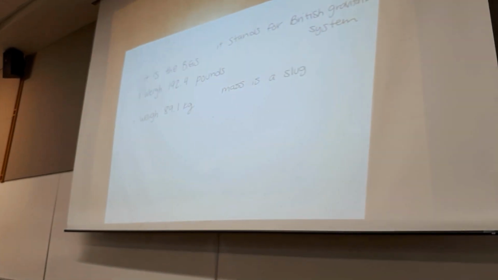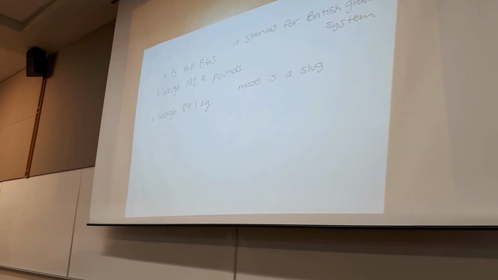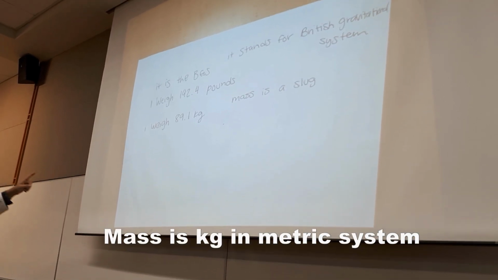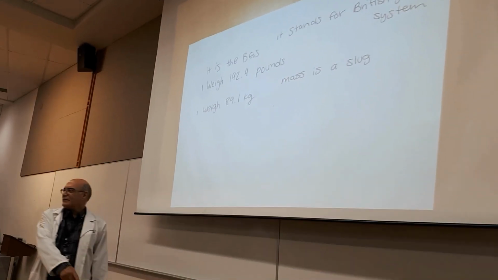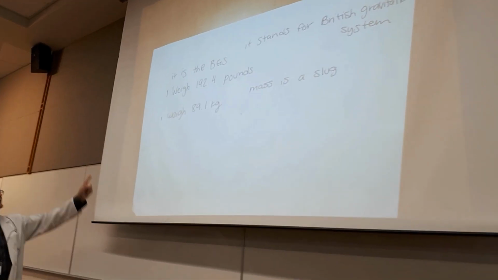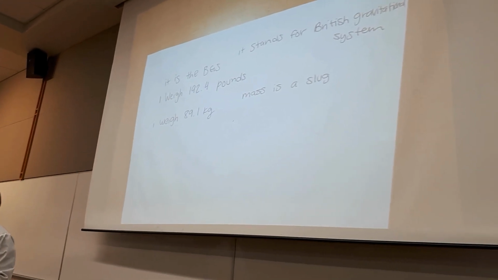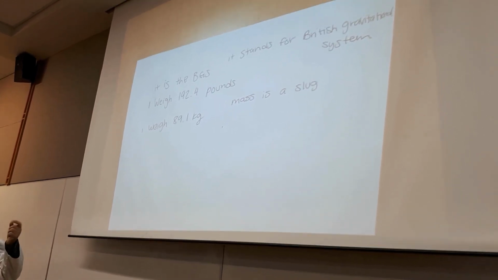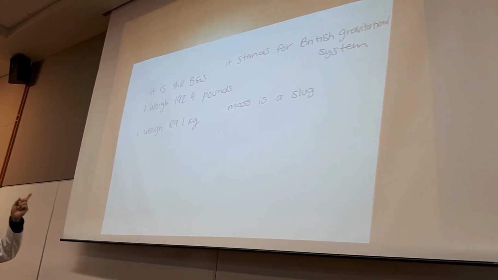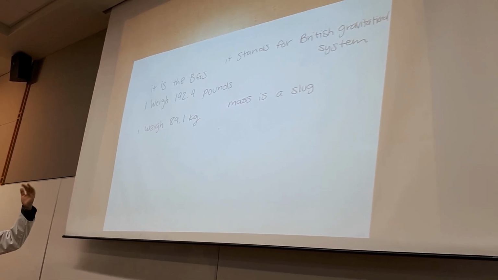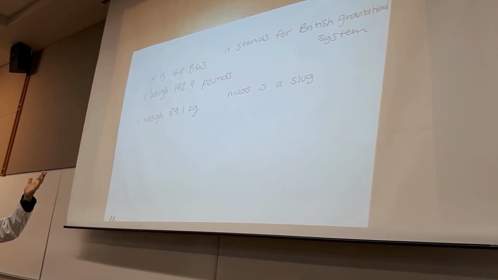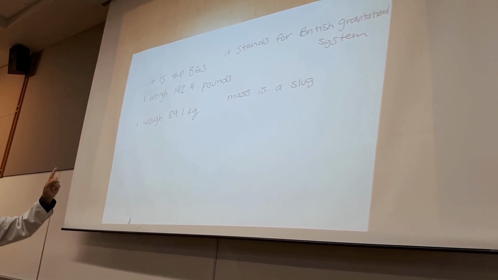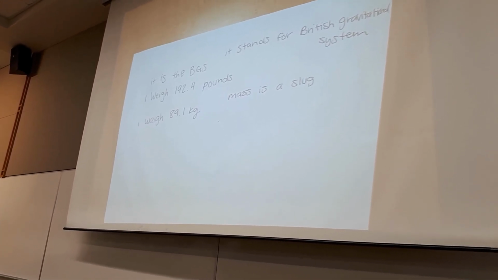What is mass in the metric system? Kilograms is mass in the metric system. Read the sentence. I stood on that scale and it gave me my weight, and it says I weigh 89.1 kilograms. What's wrong with that sentence? It's mass. The word weigh is wrong, but it's been grandfathered down from the imperial British system to the metric system. So it says I weigh 89.1 kilograms, but the unit describes the number.